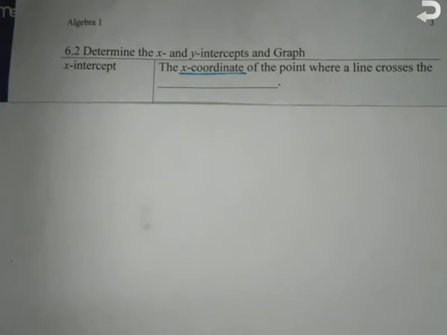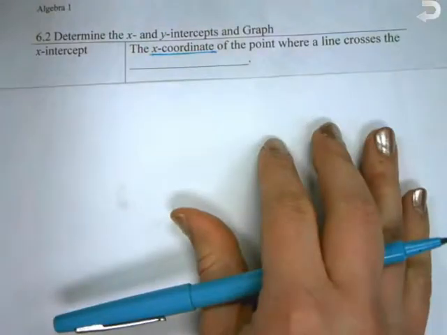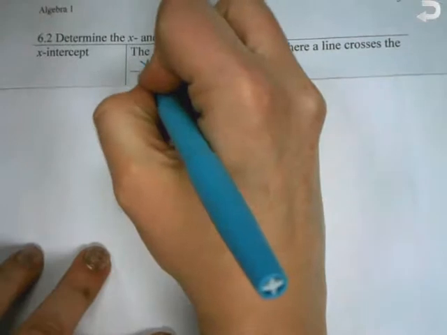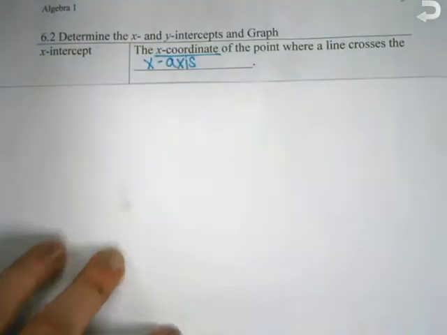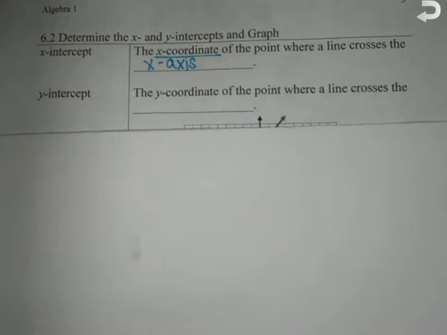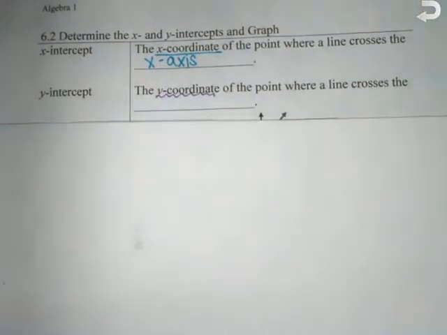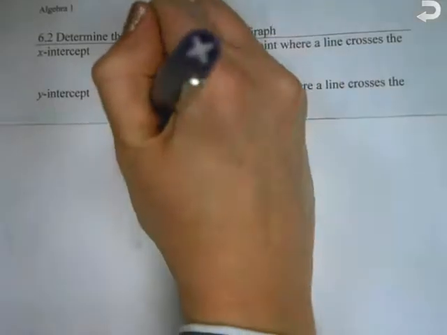Okay, if you want to use a highlighter, that's fine. Of the point where the line crosses, which axis do you think it's going to cross? The x or the y? The x. It's going to cross the x-axis. That's why it's called the x-intercept. Okay, so the x-intercept is the x-coordinate of the point where a line crosses the x-axis. So the y-intercept is going to be the y-coordinate, only the y-coordinate, of the point where the line crosses which axis? The y-axis.